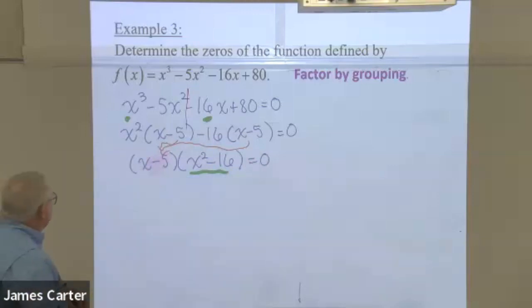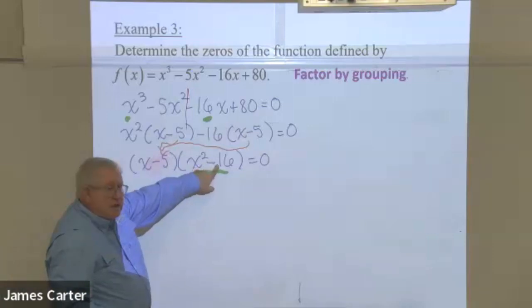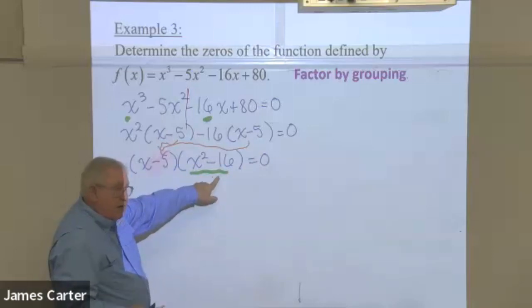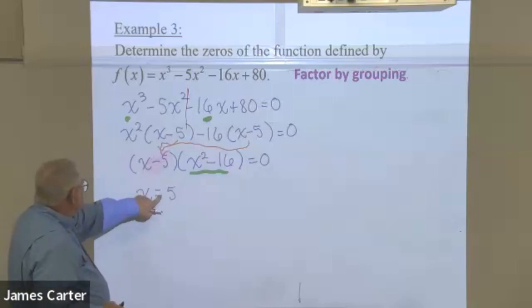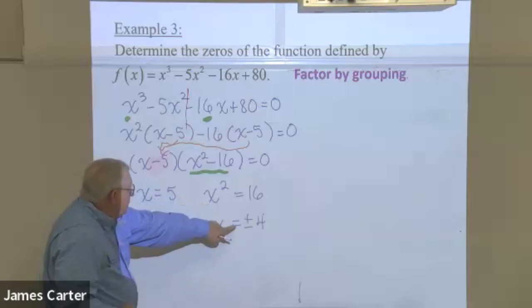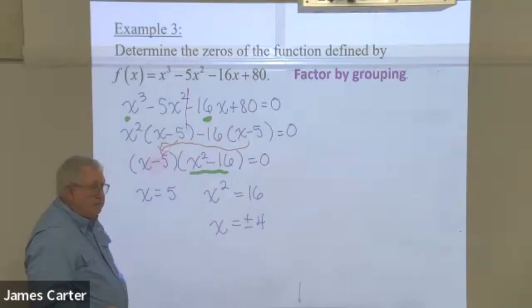So we got those two, except this still needs to be factored more. And this one's going to be easy because it's a conjugate. Perfect square on the front, perfect square on the back, minus in the middle. Well, this gives us a value of 5. And that gives me a value of plus or minus 4. Okay.